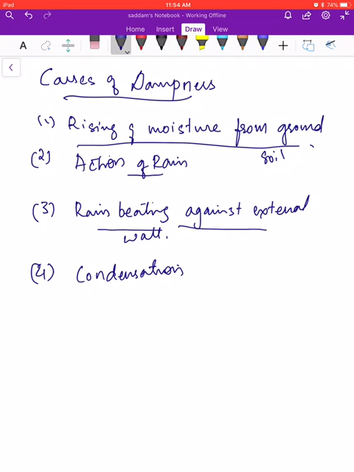Okay, now condensation. What is this condensation? When humid air is cooled, then it will form condensation. In that condensation process, the water droplets will accumulate on the surface of your wall or floor, as well as on the ceiling. The moisture is obtained by the condensation process. Okay, the humid air when cooled forms moisture. This moisture accumulates on your ceiling, on your floor, on your wall, and causes the dampness.